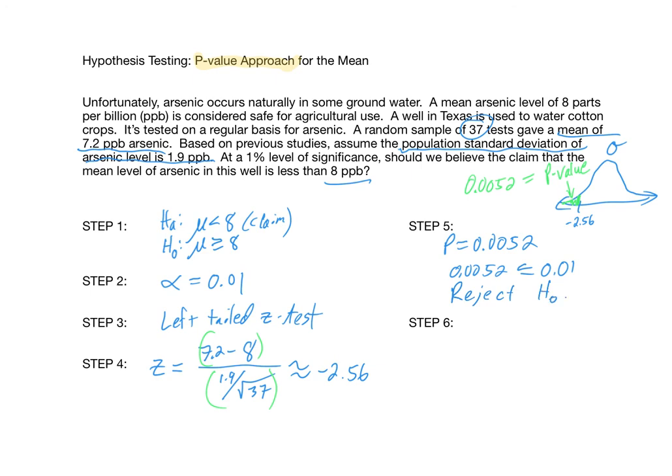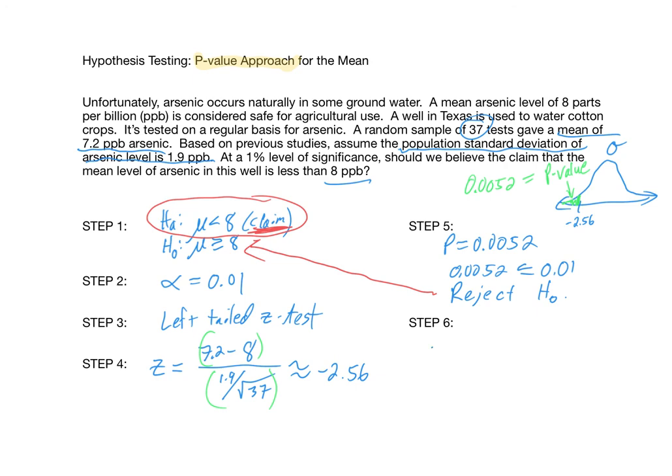Now in step 6, we go back to exactly what we were doing with the critical region approach. We need to interpret our results here and make a decision about the claim. So we're rejecting H naught. Rejecting H naught implies that we reject that mu is greater than or equal to 8, which then means we would accept that mu is less than 8. We would accept the alternative hypothesis, which is in fact the claim. So we are going to accept this claim, and we're accepting it at the 1% level of significance.